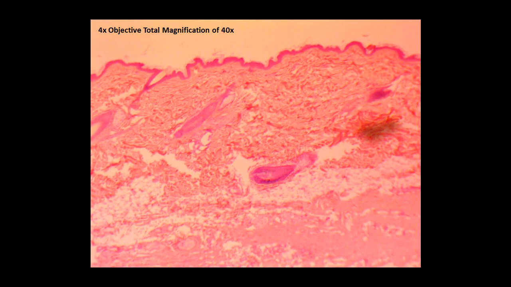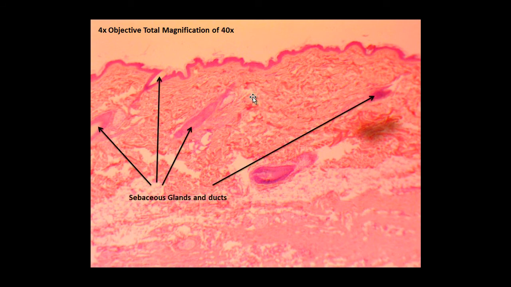Here is our slide of dense irregular connective tissue shown with the 4x objective for a total magnification of 40 times. What we can see here is the epidermis, the subcutaneous layer, and the dermis. Now the dermis is what contains our dense irregular connective tissue, and at this magnification we can see a few of the collagen fibers. We can also see some parts of sebaceous glands and their ducts, but to see anything else we're going to have to go to a little higher magnification.